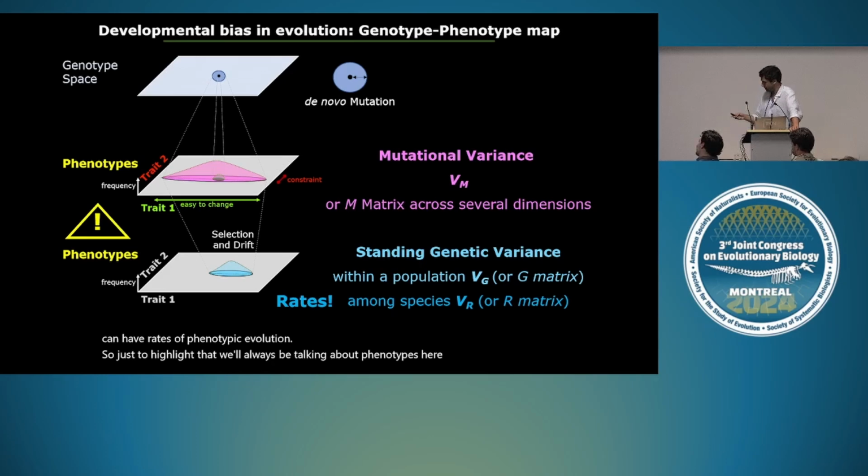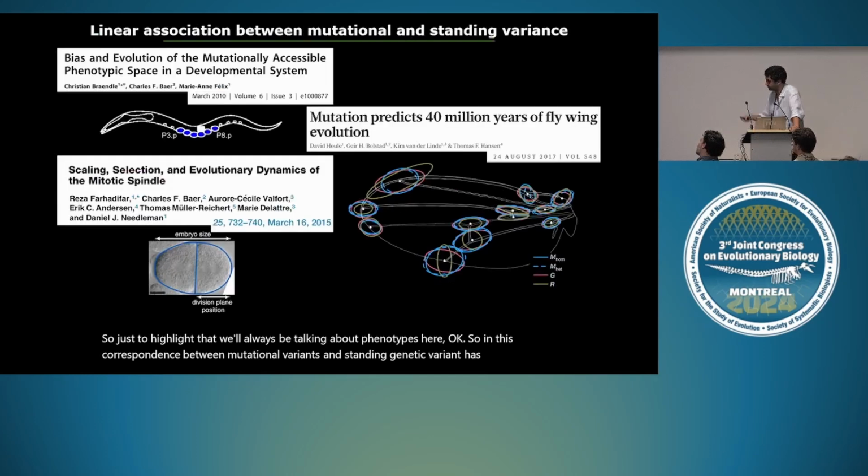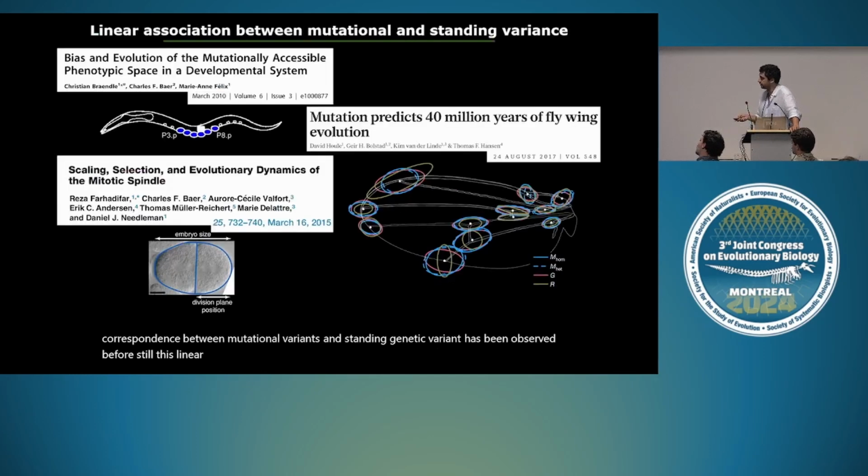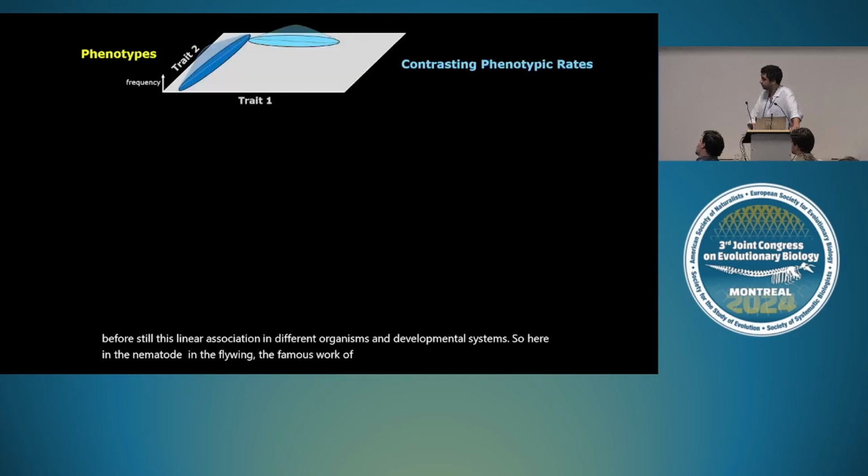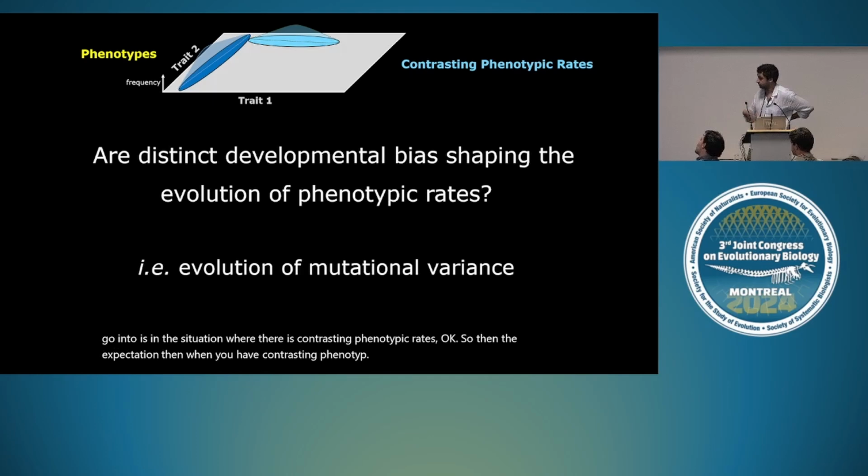So this correspondence between mutational variance and standing genetic variance has been observed before, this linear association, in different organisms and developmental systems. Here in the nematode vulva, in the fly wing, the famous work of David Houle. And today what I want to go into is a situation where there are contrasting phenotypic rates. The expectation, when you have contrasting phenotypic rates, is that there will be distinct developmental biases, or in other words, there will be an evolution of this mutational variance.